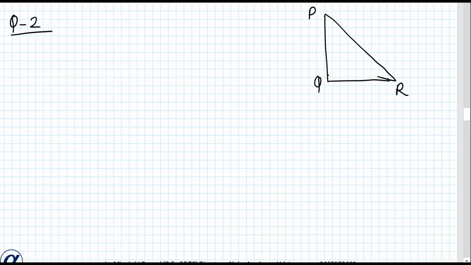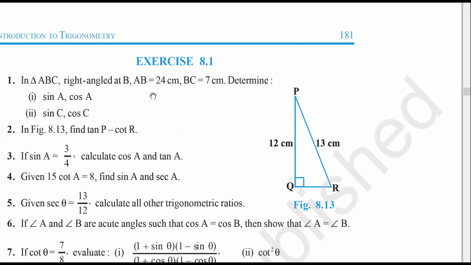So next, question number 2, exercise 8.1. In figure 8.13, the PQR figure is given already in the question. PQ is 12 centimeter, PR is 13 centimeter, and angle Q is 90 degree. So first step will be finding the base by Pythagoras theorem.